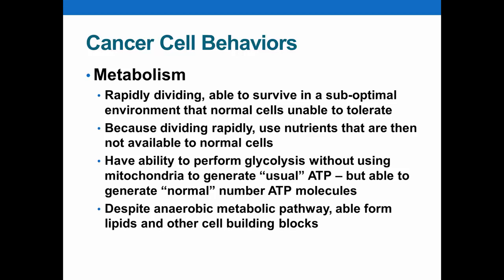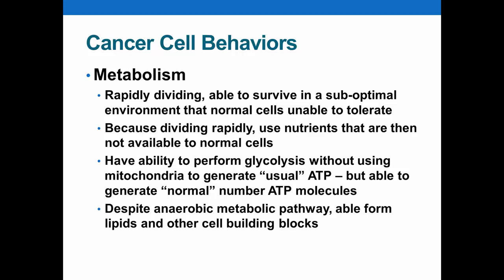Because these cells are rapidly dividing, they also use nutrients that are then not available to normal cells. So essentially, our normal cells, because they are dividing more slowly, don't have the necessary nutrients because the cancer cells are taking up all of that nutrition that the normal cells would need. At the same time, these cancer cells have the ability to perform glycolysis without using mitochondria to generate the usual ATP. At the same time, though, they still can generate a lot of ATP.